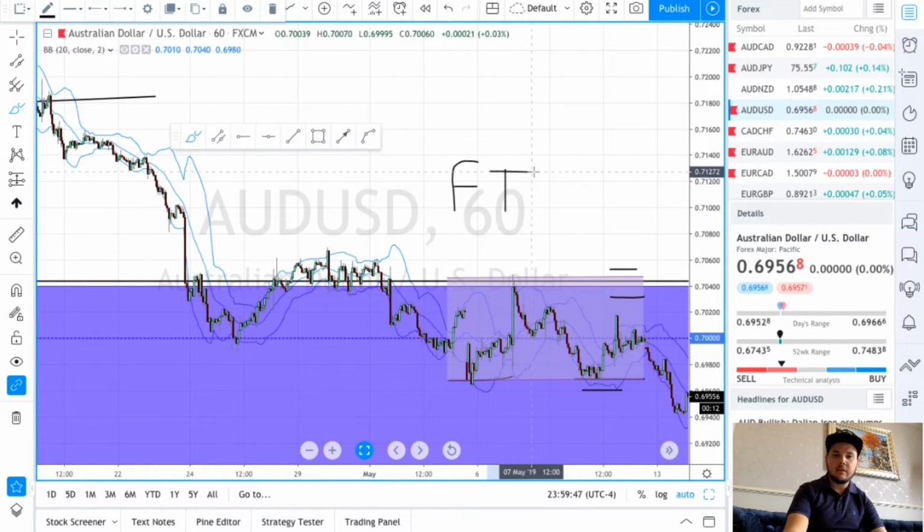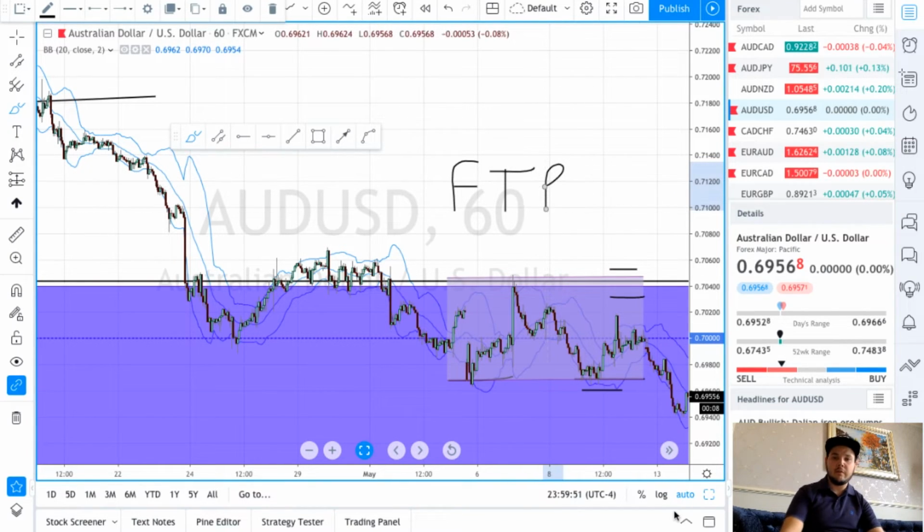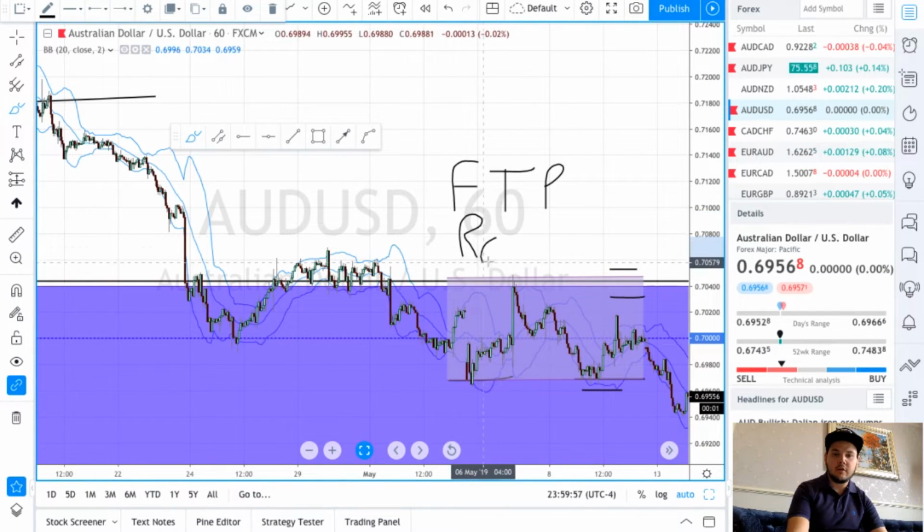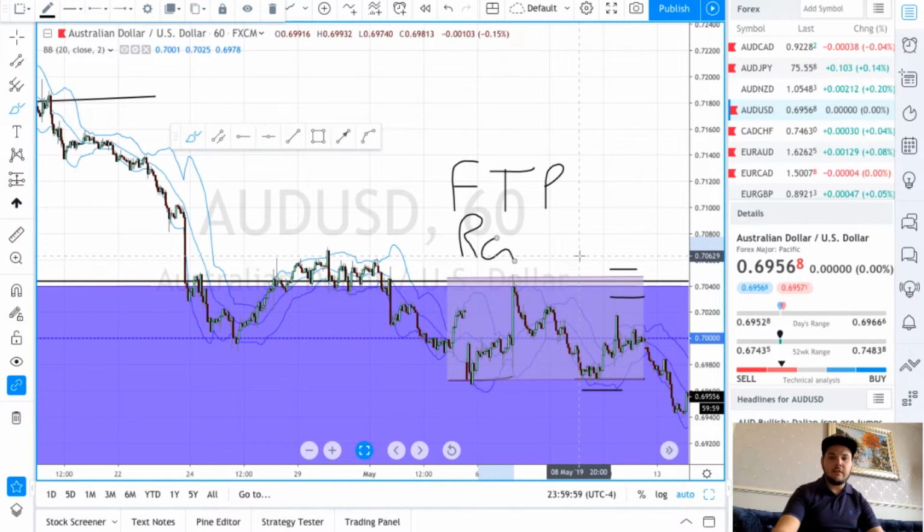Fixed take profit. Okay, first rule for your take profit. The other one is going to be to use the range. So we'll put RA for the range. And so what does that mean?